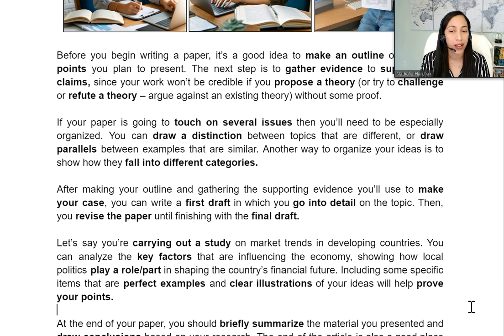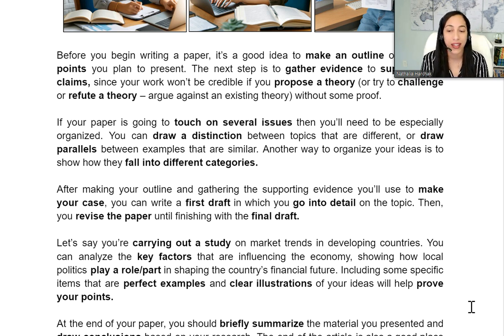After making your outline and gathering the supporting evidence you will use to make your case, you can write a first draft in which you go into detail on the topic. Then, you revise the paper until finishing with the final draft. Let's say you were carrying out a study on market trends in developing countries.